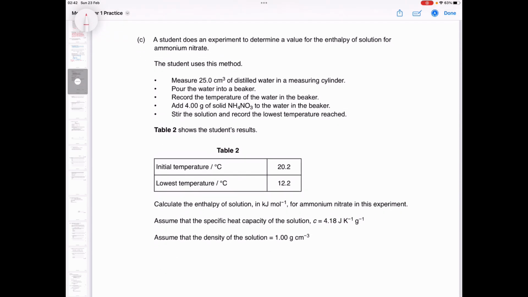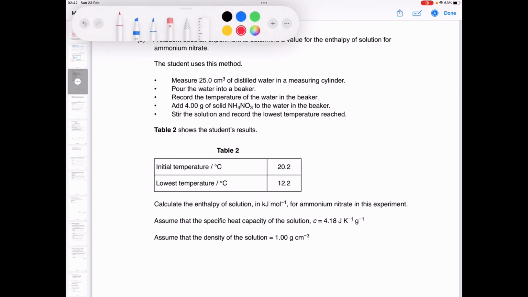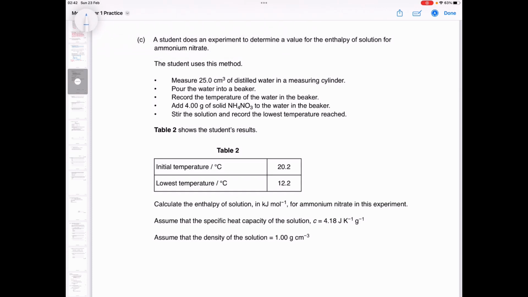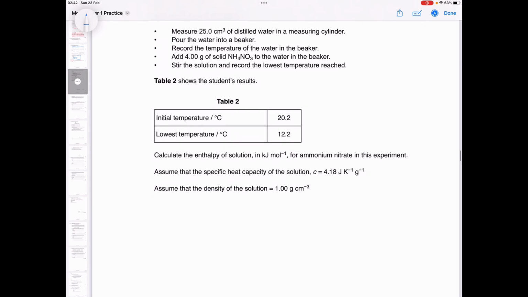A student does an experiment to determine a value for the enthalpy of solution for ammonium nitrate. The student uses this method. They measure 25 centimetres cubed of distilled water in a measuring cylinder, pour it into a beaker, record its temperature, add 4 grams of solid ammonium nitrate, stir it and record the lowest temperature reached. So we're calculating the enthalpy of solution for ammonium nitrate in this experiment.